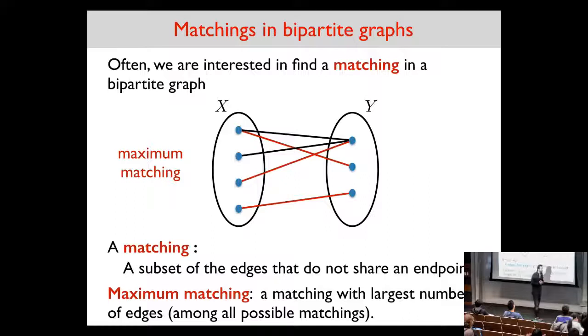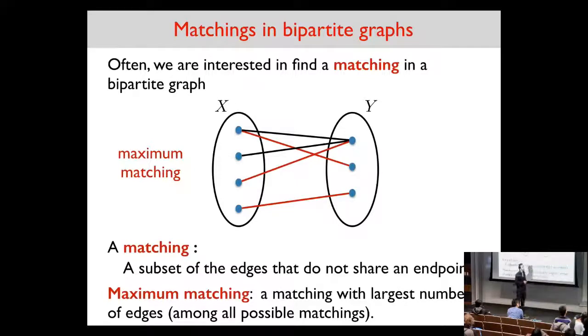So what's a maximum matching? It's a matching basically with the largest possible number of edges. So you look at all possible matchings that this graph might have, and you pick the one with the most edges. That's a maximum matching.